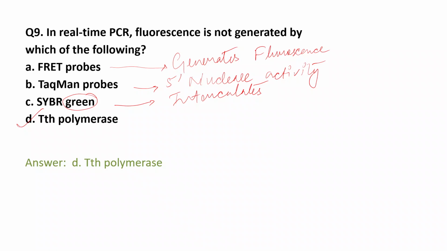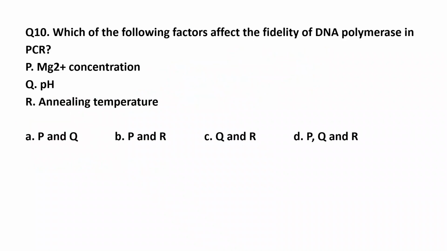So it's used to quantify double stranded DNA, and you can use it in flow cytometry. True. So the answer here is TTH polymerase. Which of the following factors affect the fidelity of DNA polymerase in PCR?